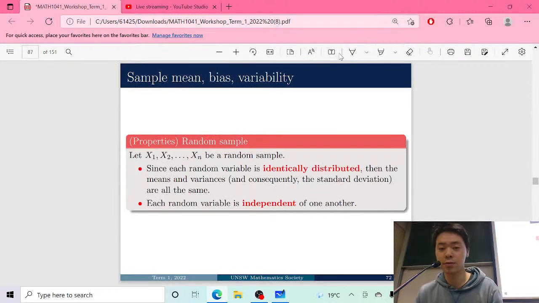Alright, so we basically just defined what a random sample is. A random sample is just a collection of random variables that are identically distributed and are independent of one another. So that's all you need to know. And the good thing about these properties is that it's really easy to deal with the mean and it's easy to deal with the variance. And consequently, it's easy to deal with the standard deviation as well. Okay.